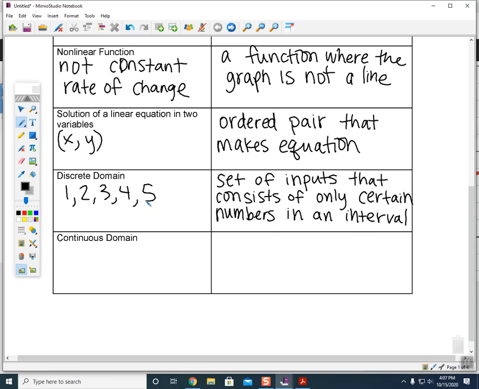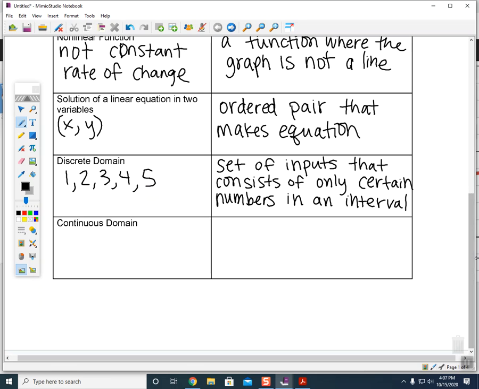On the flip side then, I could also have a continuous domain. A continuous domain goes with a continuous graph, right? And a continuous domain is a set of inputs that consists of all of the numbers in an interval.